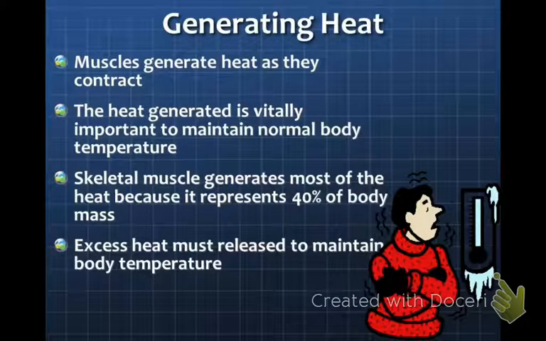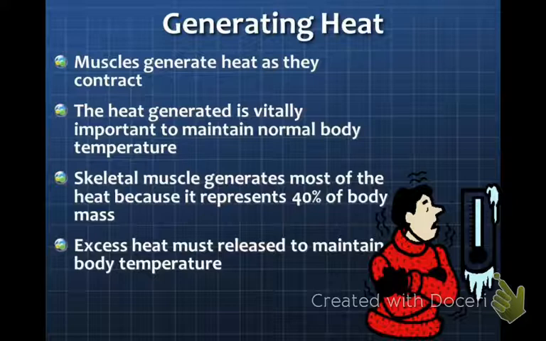Okay, so to generate heat, our muscles are going to generate heat every time they contract. This is how we stay warm, because of all of those muscle contractions that are going on, even though we are not moving. You guys now understand that even when you're not moving, muscles are contracting in your body. And your skeletal muscles make up 40% of your body mass. So we have excess heat.